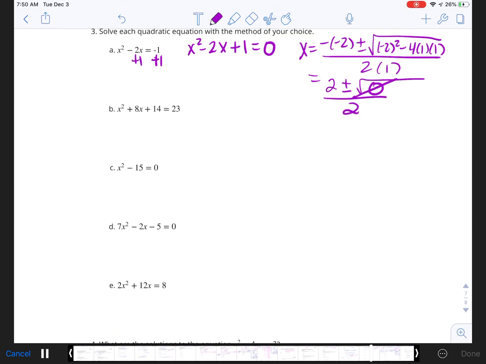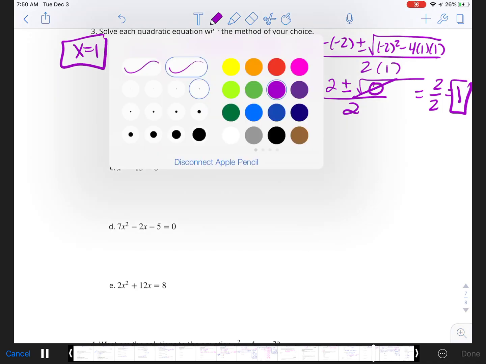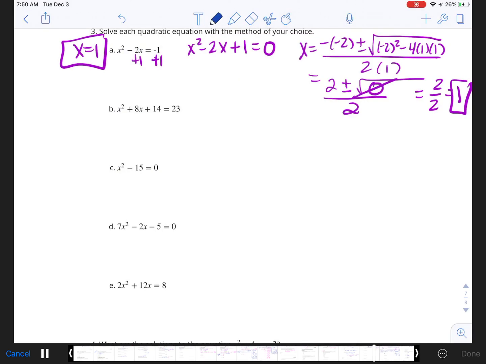So I ended up with 0 under my square root, so the square root went away. So I just have 2 over 2, which is 1. So x equals 1 is my solution for A. B, again, I have to get it equal to 0 first. That's why I'm subtracting 23. So I end up with x squared plus 8x minus 9 equals 0.